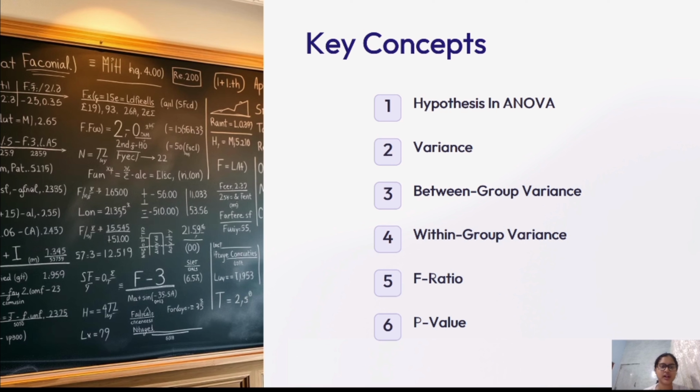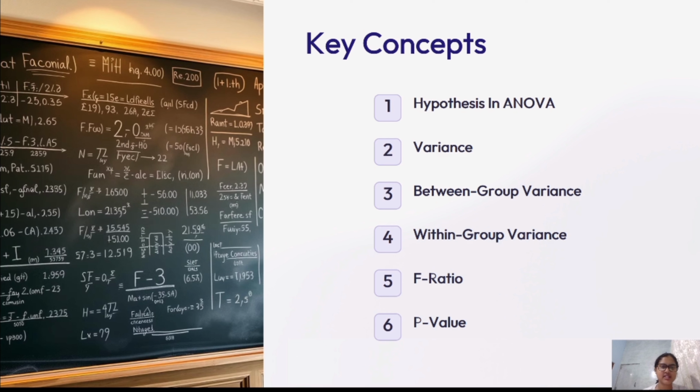Variance. In ANOVA, variance measures the spread or dispersion of data within each group and between groups. Between group variance measures the variation between the sample means of different groups, indicating how much groups differ from the overall mean. Within group variance measures the variation within each group, indicating how much individuals in the same group differ from the group mean.